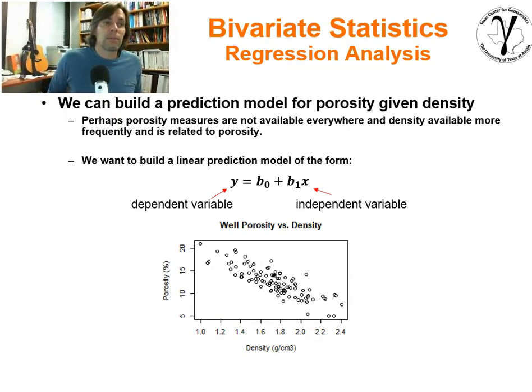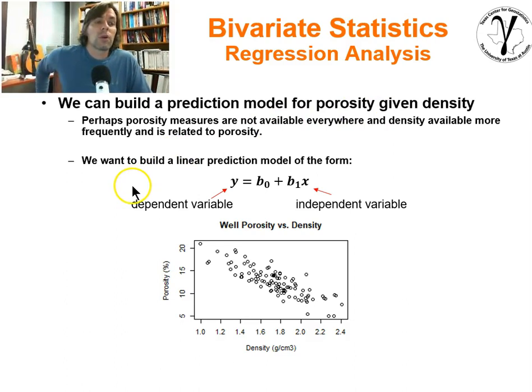So, let's set up the problem. How do we build a prediction model for porosity given a measure of density, and why would we want to do that? One good reason would be perhaps we find that the porosity measures are not available everywhere. Instead you have some other measure, such as rock density, that is available widely, frequently, and we can relate it to porosity. Well, this could save cost and time if we're able to take that data directly as a proxy and use it to, basically, model our way to get to porosity.